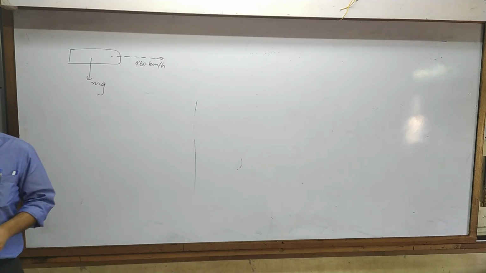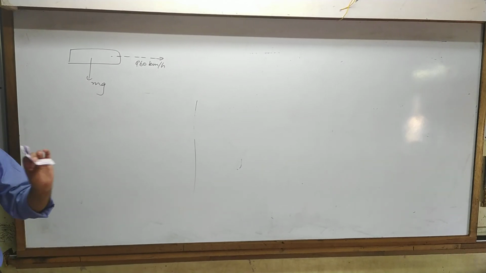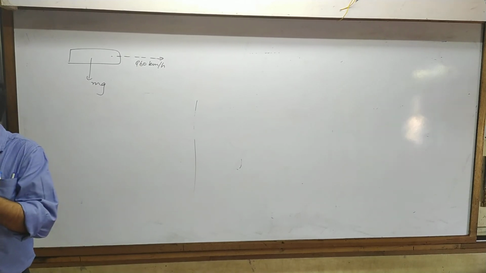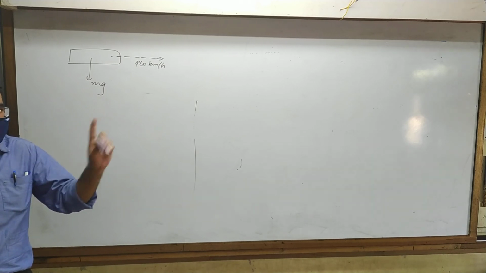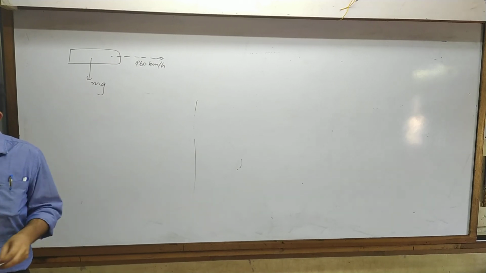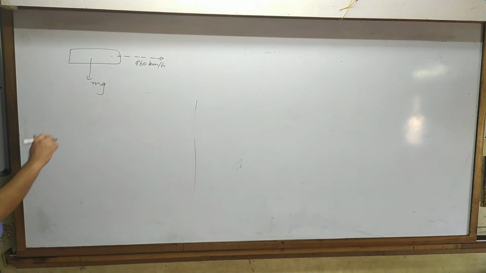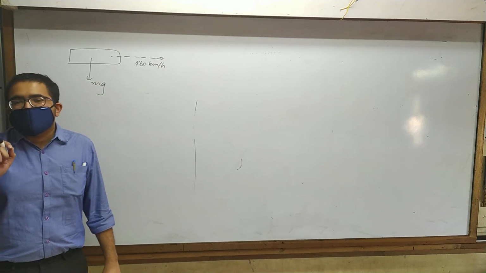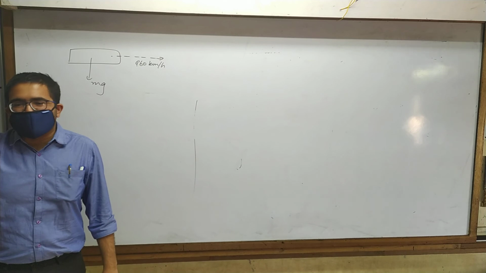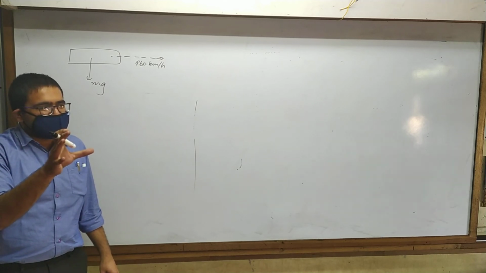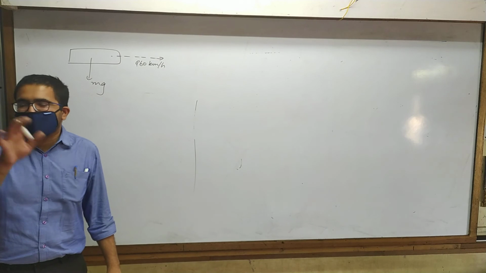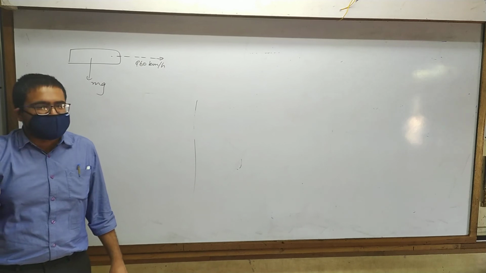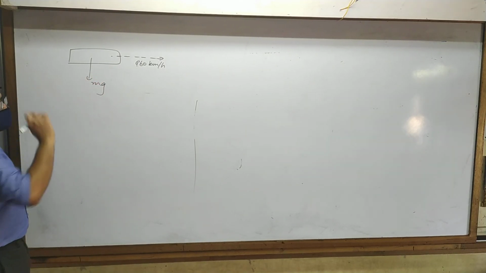If speed is not changing and direction is also not changing, what is acceleration? Zero. Acceleration means rate of change of velocity, but here the velocity is constant, so acceleration is zero. Acceleration zero means the object is in equilibrium. What is the meaning of equilibrium? When a body has total force zero, the acceleration of the body will be zero. Total force is zero and acceleration is also zero. That is called equilibrium. So this is mg.